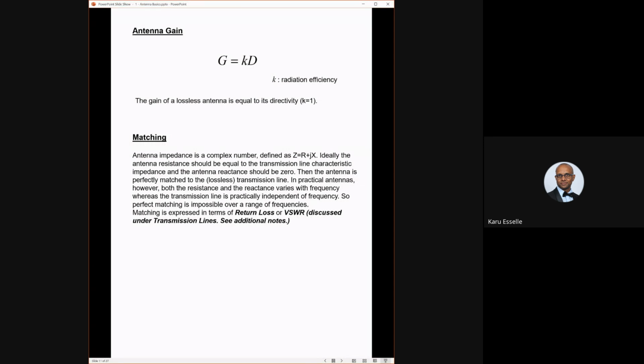So when we connect an antenna to a transmission line, or pretty much anything to a transmission line, for maximum power transfer the antenna resistance should be equal to the transmission line characteristic impedance. And the antenna reactance should be 0. This is the condition for perfect matching. So we call the antenna perfectly matched to this lossless transmission line.